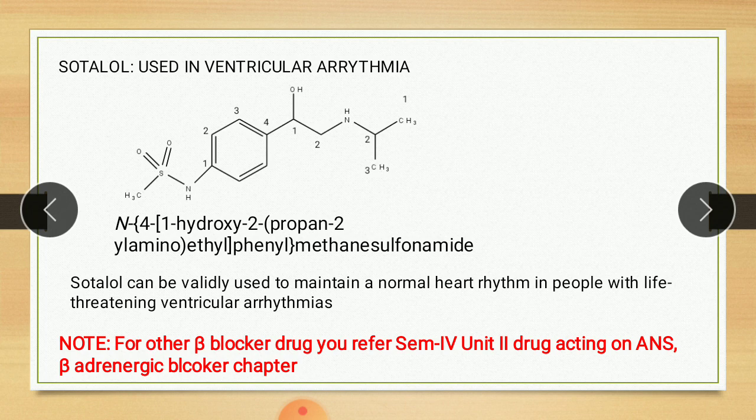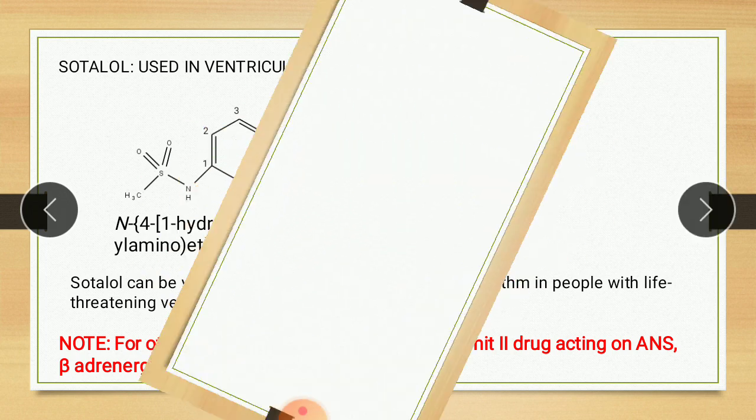Note here, for other beta blocker drugs which are used as antiarrhythmic drugs, refer to semester 4, unit 2, drugs acting on the ANS, beta adrenergic blocker chapter. You already studied beta blockers in second year, semester 4 medicinal chemistry. So for more drugs of this category, refer to that chapter. So that is about the antiarrhythmic drugs.